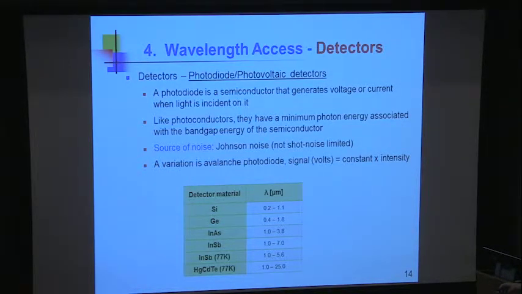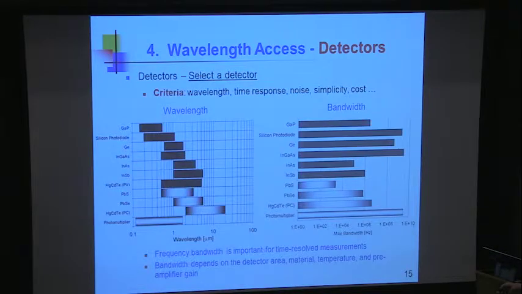cooled indium antimonide, mercury cadmium telluride, respond in different wavelength ranges, and they have variable costs and variable speed. So depending upon the wavelength, you have some choices of different types of detectors you can use. If you want to work at these longer wavelengths, we tend to be using mercury cadmium telluride. You can use photomultipliers for high sensitivity detection out to a micron or so.